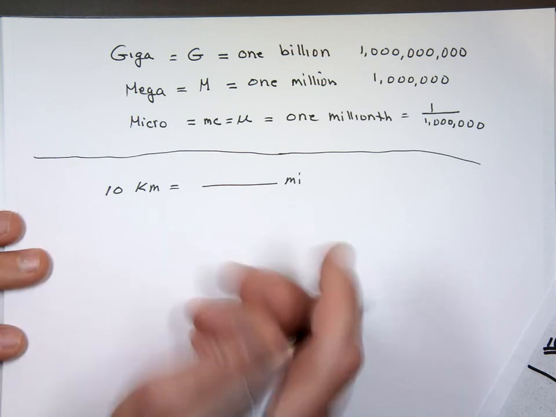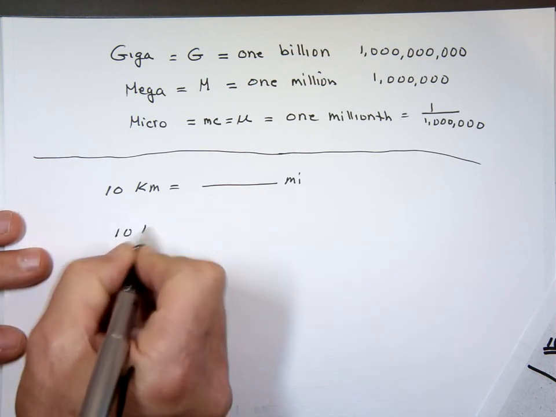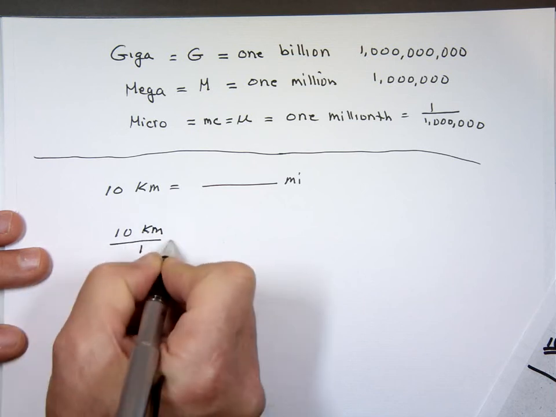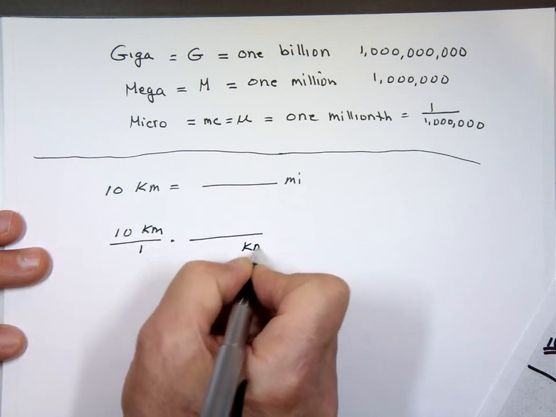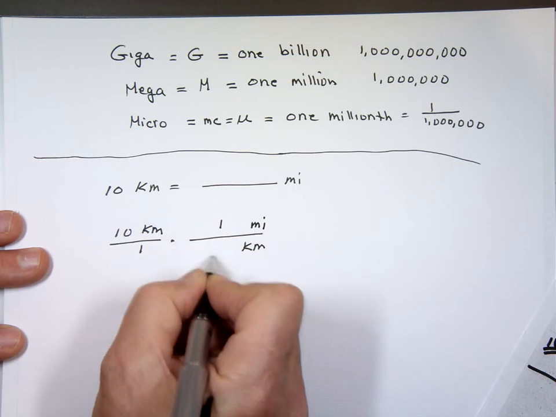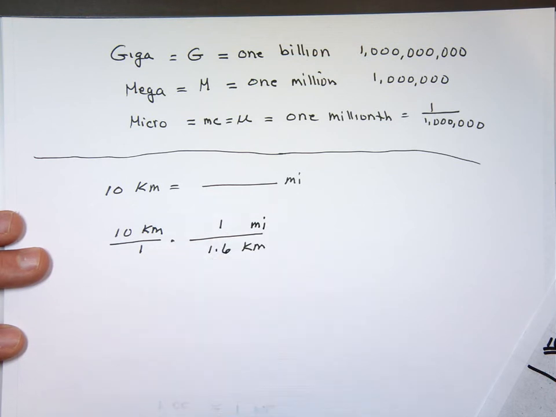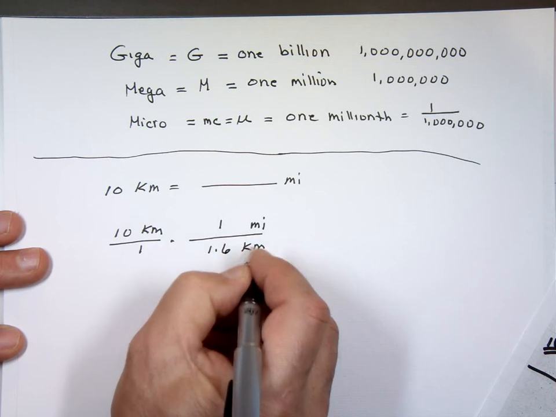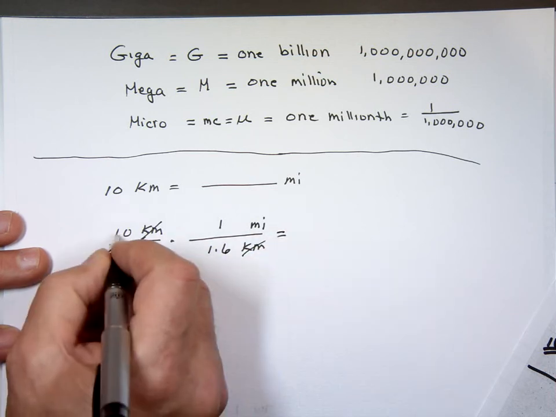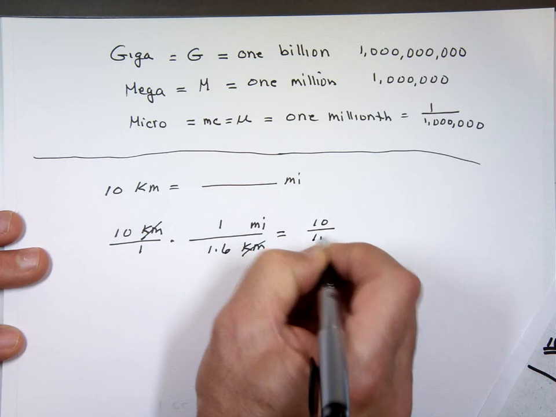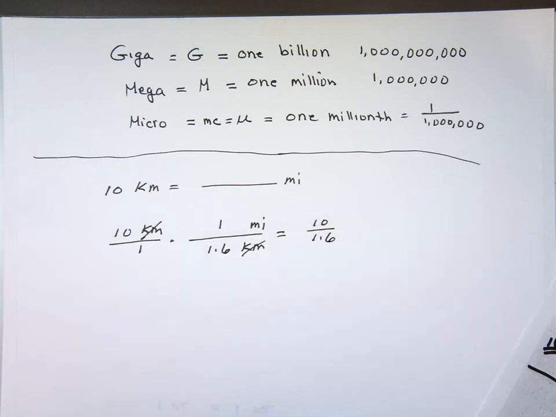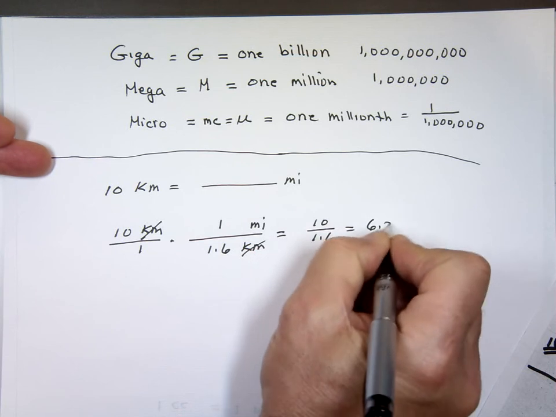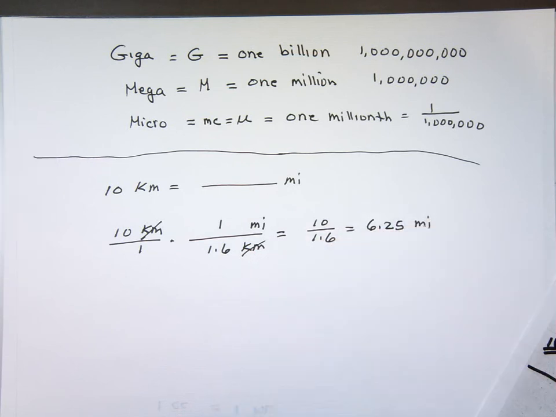So how do we convert that? Just like we did before. 10 kilometers over 1, and you want to go from kilometers to miles. 1 mile is 1.6 kilometers, according to my sheet I just showed you. That's 10 times 1, which is 10, divided by 1.6. And what is 10 over 1.6? That should be a little bit over 5 miles. I mean 6 miles. 6.25 miles. So a 10K race is roughly 6.25 miles.